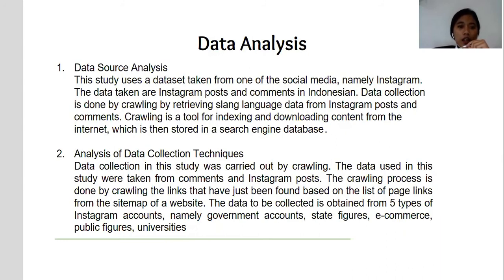Second, analysis of data collection techniques. Data collection in this study was carried out by crawling. The data used in this study were taken from comments and Instagram posts. The crawling process is done by crawling the links that have just been found based on the list of page links from the sitemap of a website. The data to be collected is obtained from five types of Instagram accounts, namely government accounts, state figures, e-commerce, public figures, and university.